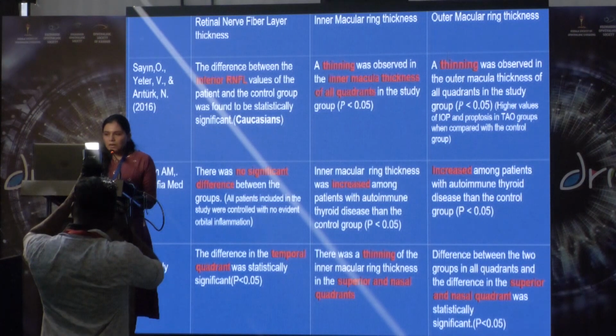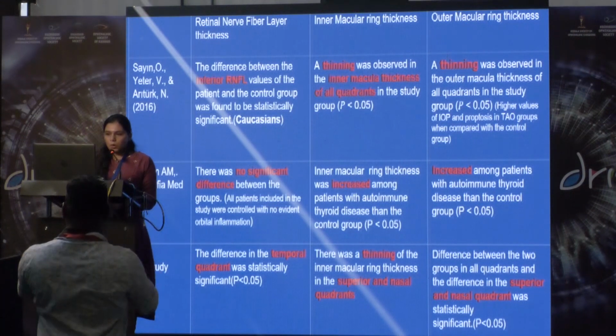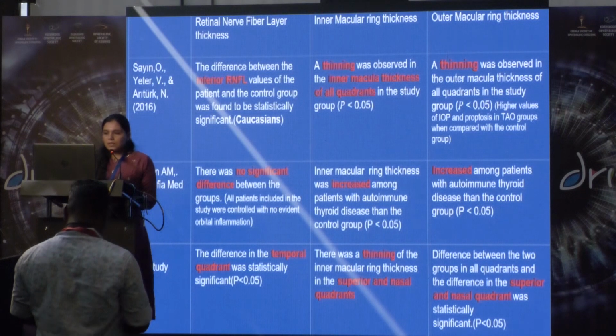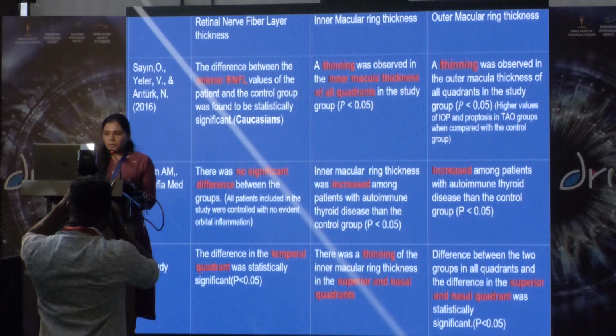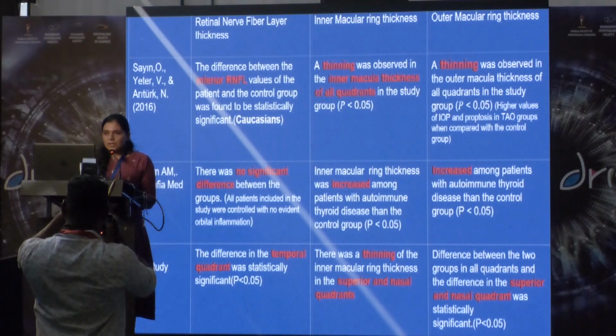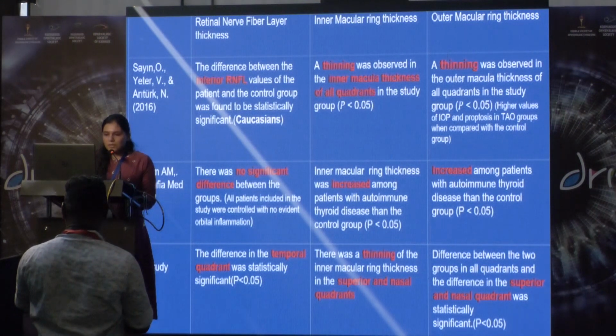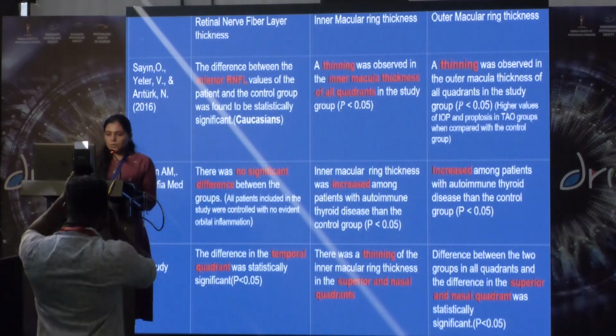And coming to the inner and the outer macular ring thickness, in a study by Sayan et al., thinning was observed in the inner and outer macular thickness in all the quadrants, and in a study by Ibrahim and Menoufe et al., the inner and outer macular ring thickness was increased in cases compared to that of controls. And in our study, there was thinning in the superior and nasal quadrants in both the inner and the outer macular ring thickness.